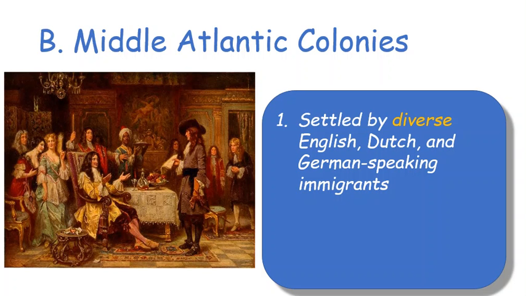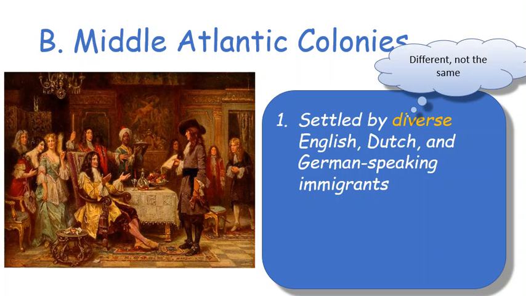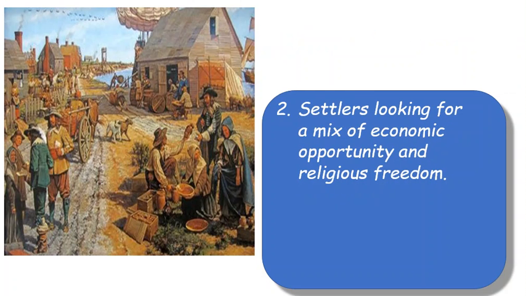They were settled by a much more diverse group than the New England colonies. The New England colonies were largely founded by settlers from England. Here we have a diverse group of English, Dutch, German-speaking immigrants arriving in large numbers early on. Diverse meaning they're different, they're not the same. Okay, there was more of a mix of people in the Middle Atlantic colonies. Likewise, there were diverse reasons for their founding.